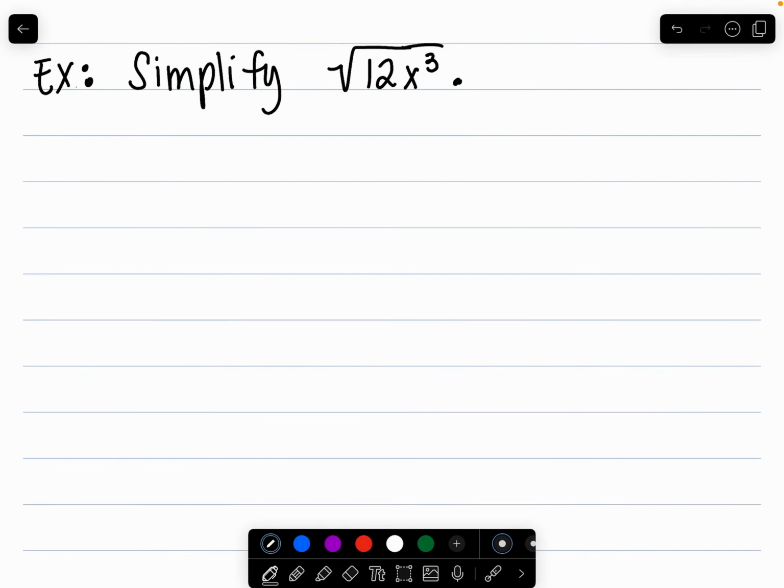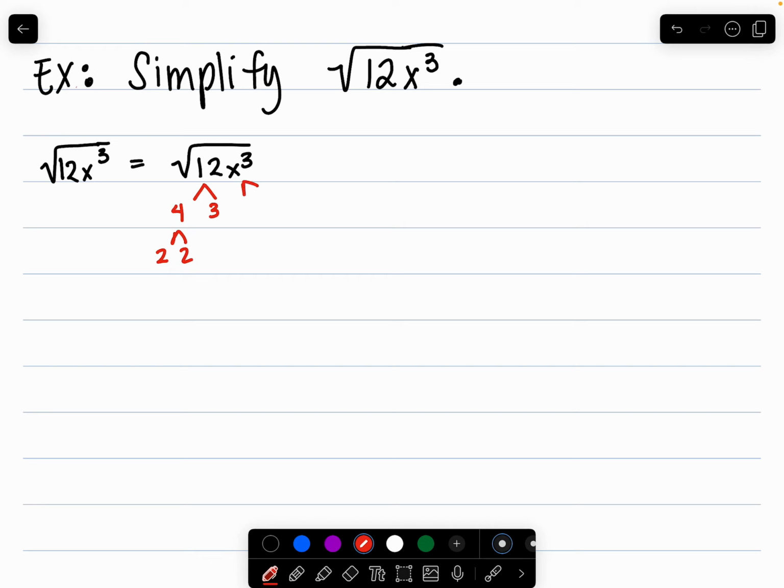Okay, let's simplify the square root of 12x cubed. Let's go ahead and start writing it. I prefer things in radical form, so I'm going to keep it in radical form as of right now. 12x cubed. Let's go ahead and factor it. Multiplies to 12, 4 and 3.